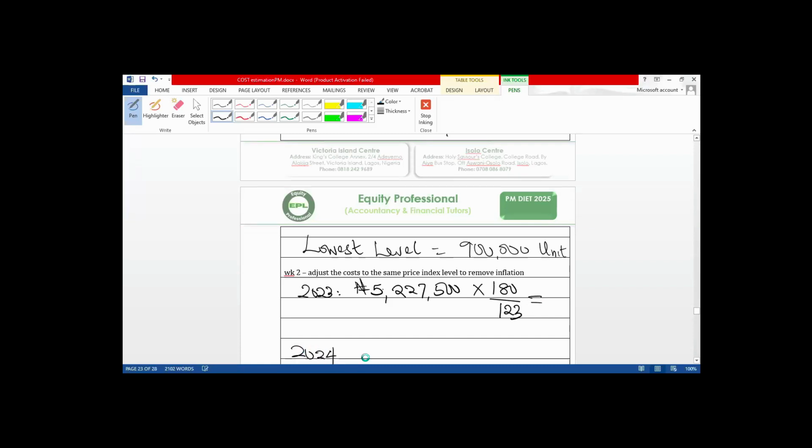In 2024, you have the lowest production volume. What do you have here? 7,650,037 thousand. Is this correct? Yes, sir. Now you have adjusted it to the 2026 expected price level index. That is the expected inflation in 2026.